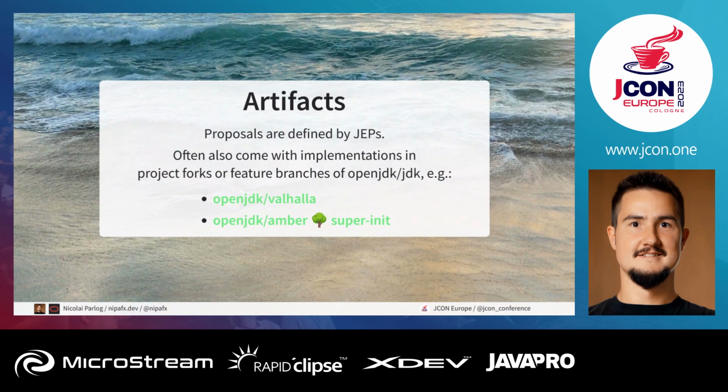The JEP is just the specification part. There's also an implementation part, as usual. For larger projects, it might just be a full fork, like Valhalla. All the Valhalla JEPs live in this one fork. Amber has more focused, smaller JEPs, and they often get away with a branch within the fork. So OpenJDK Amber is the fork for the Project Amber JEPs, and then super init is the branch for the statements before super. So at the same time as the JEPs are being written and progress through their stages, implementation is developed that lives here in OpenJDK.